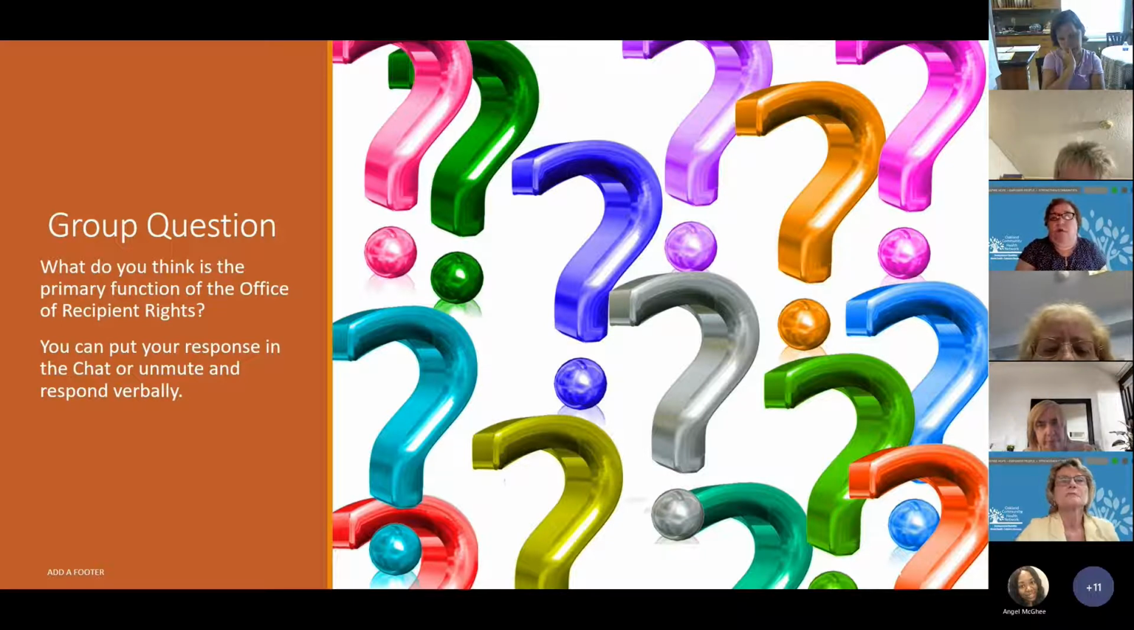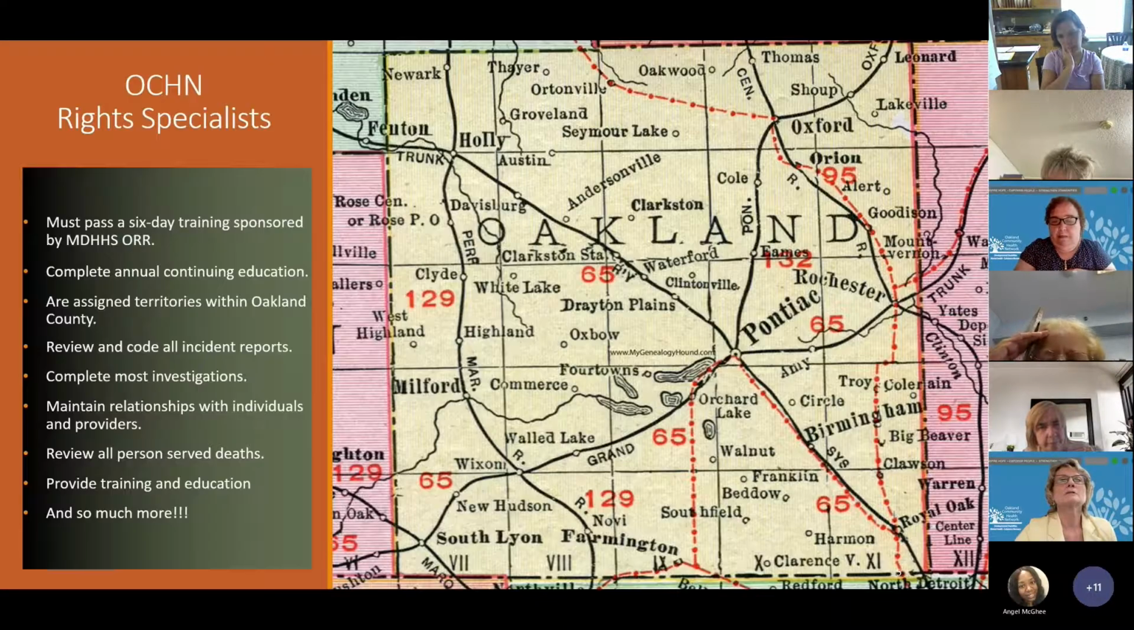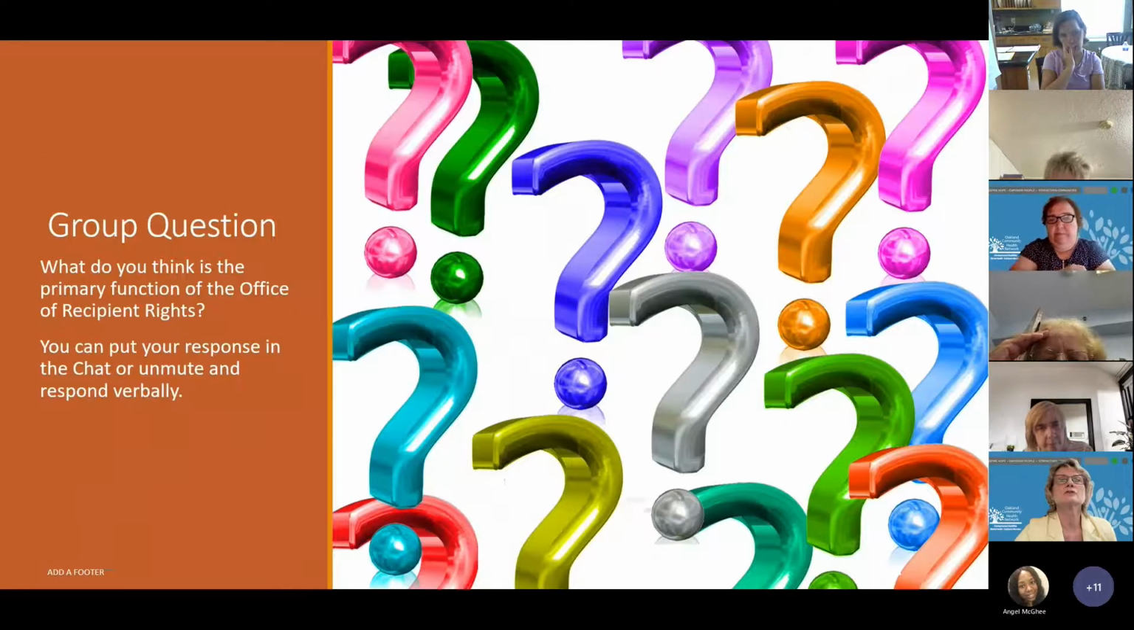Okay. So those are all very, very accurate. And all 3 of those individuals focused in on our investigative function. And that is truly one of the functions that the ORR has. So thank you for sharing. Oh, we've got one more. Protect the rights of individuals and ensure they are being treated appropriately. Yep. Good. Thank you. Absolutely.